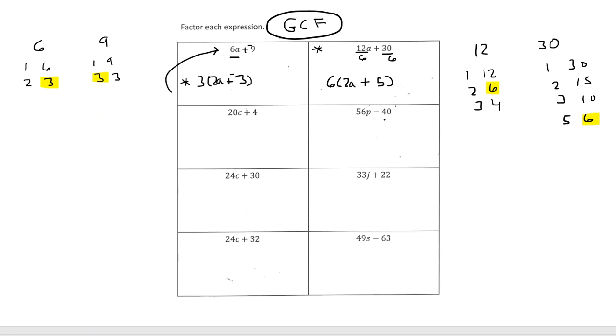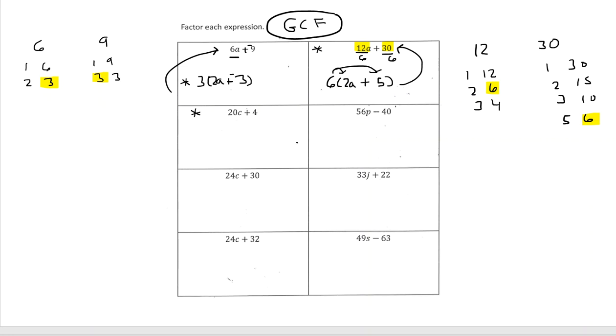And remember, the cool thing is, once you have factored, you can always multiply back through to make sure that you get to what you started with. So 6 times 2a is 12a. 6 times 5 is 30. Okay, let's look at another one of these.